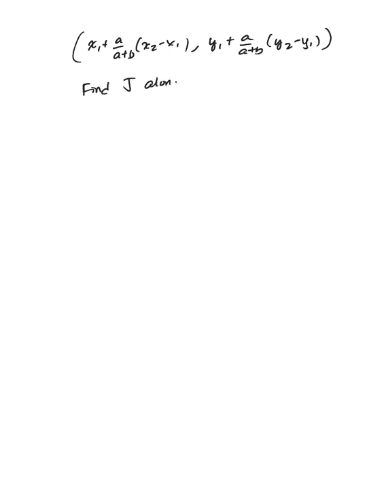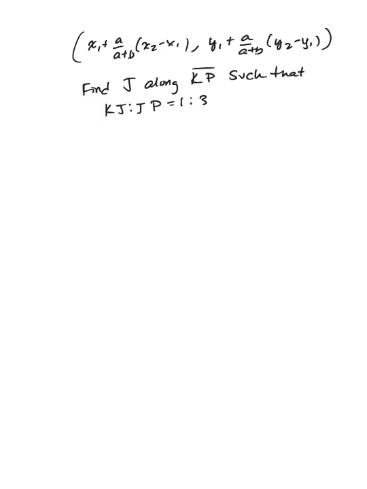So I'm just going to give the formula, and we could discuss it more in class. It's just x1 plus a over a plus b, times x2 minus x1. Same thing for the y part: y1 plus a over a plus b, times y2 minus y1. This is the fastest way to get it. So let's say I say find j along KP such that the ratio of k to j to p is 1 to 3.